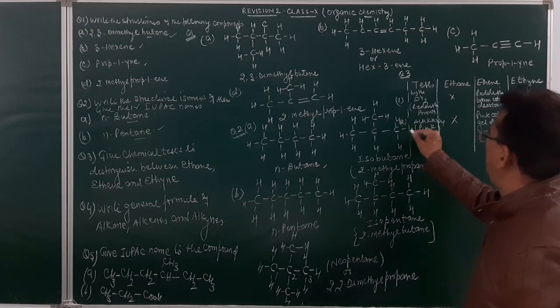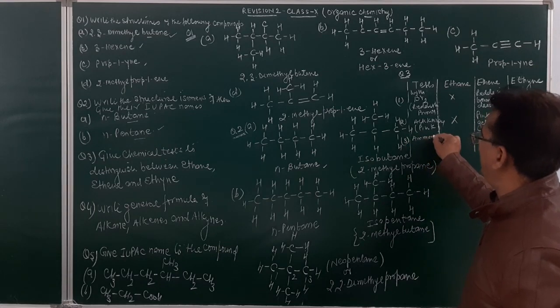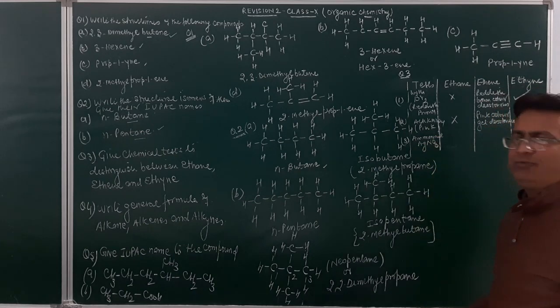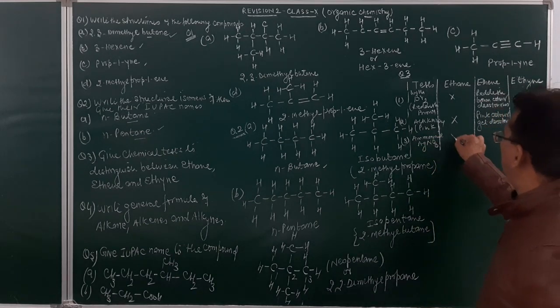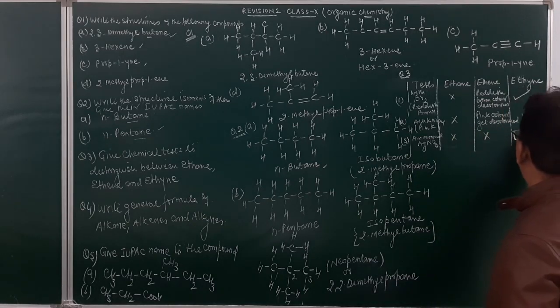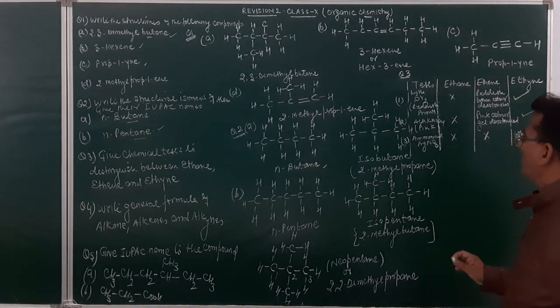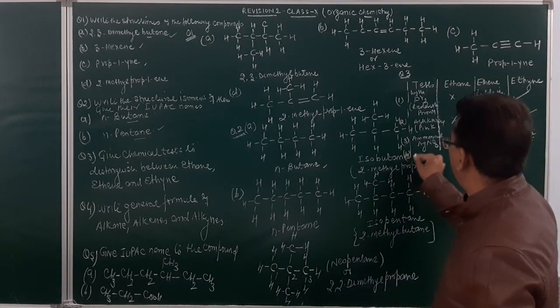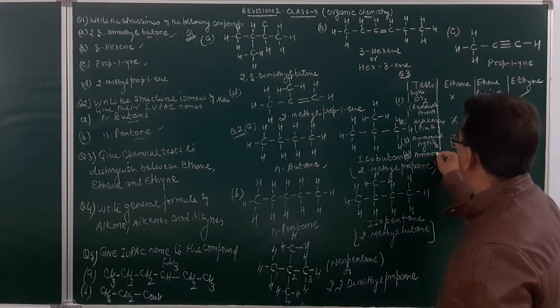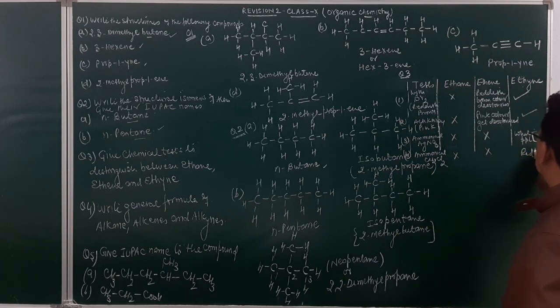The third is the test with ammoniacal silver nitrate. When we take ammoniacal silver nitrate, ethane and ethene do not show any test. Here you will observe a white precipitate with ethyne. Then if we take ammoniacal cuprous chloride, there will be no test in the first two, and over here there will be a red precipitate.